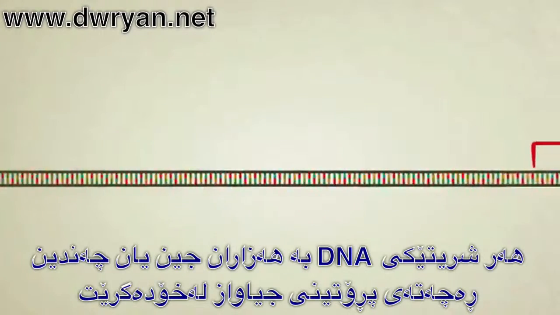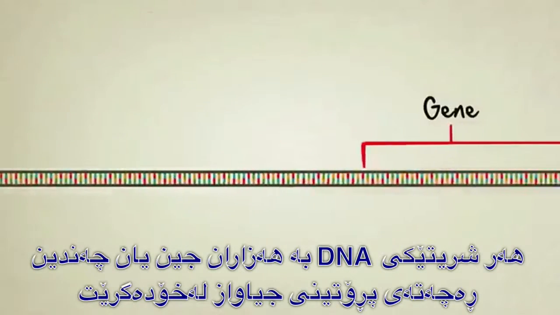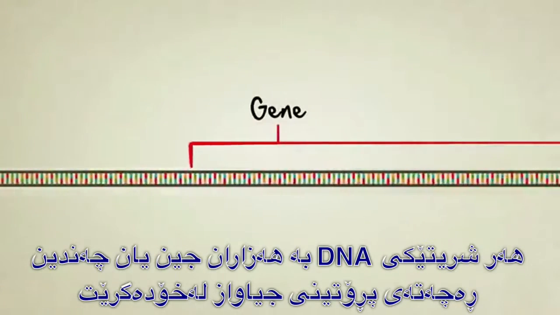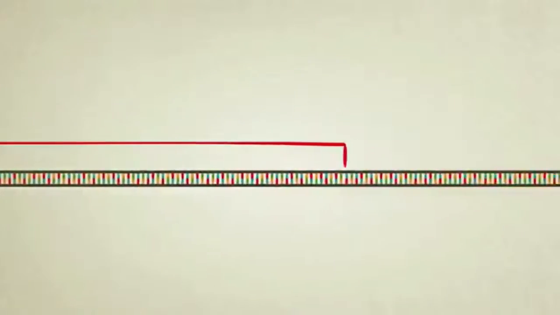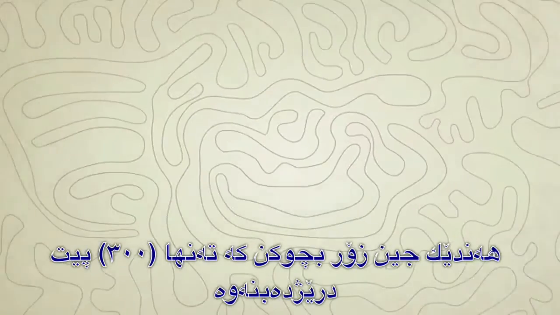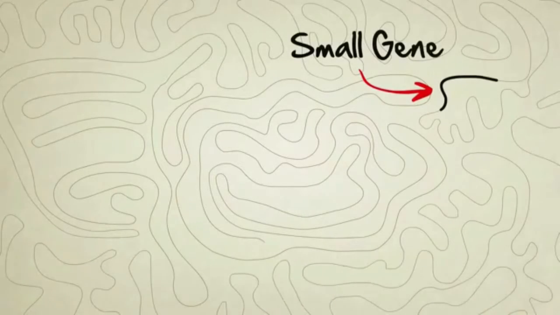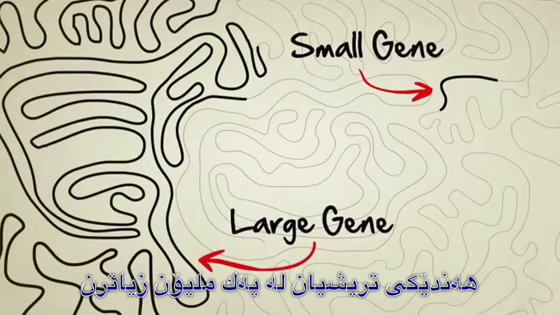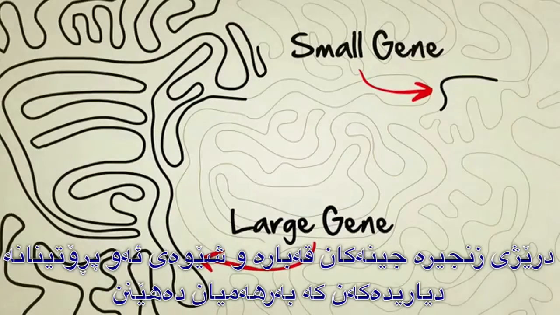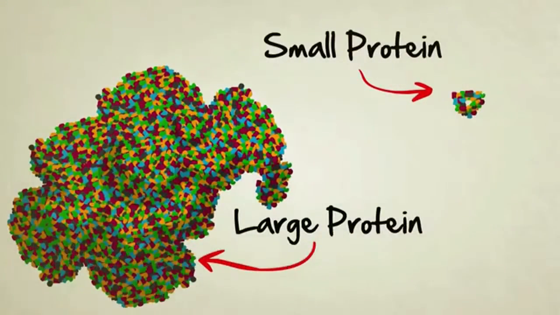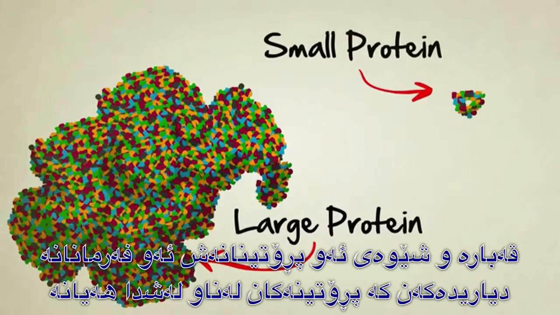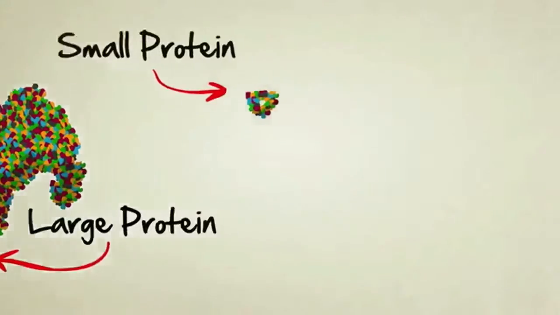A single strand of DNA contains thousands of genes, or unique protein recipes. Humans have roughly 20,000 altogether. Some genes are small, only about 300 letters long. Others are well over 1 million. The length and sequence of a gene determine the size and shape of the protein it builds. The size and shape of the protein determine the function that protein will have inside the body.